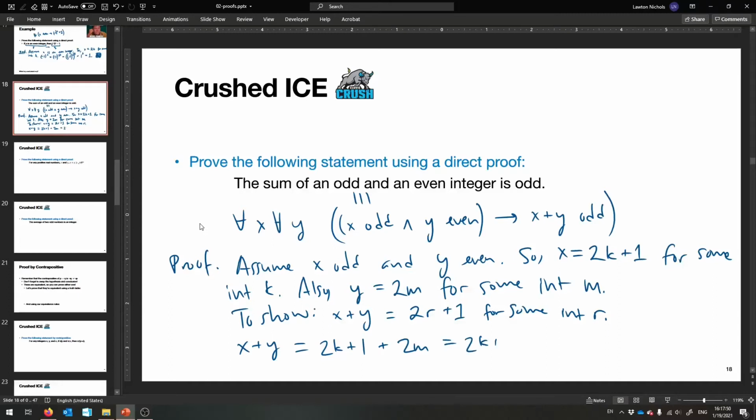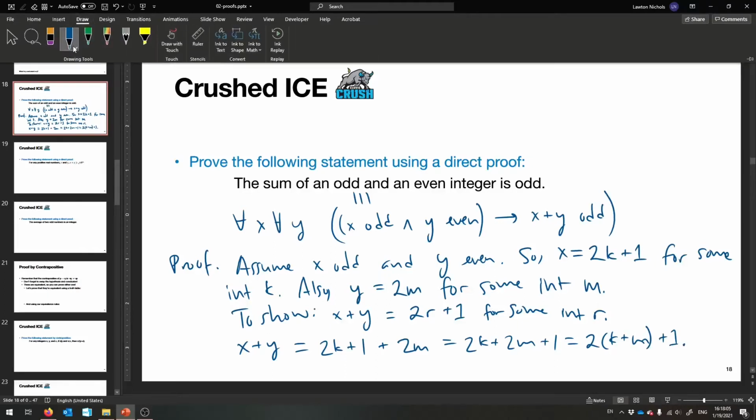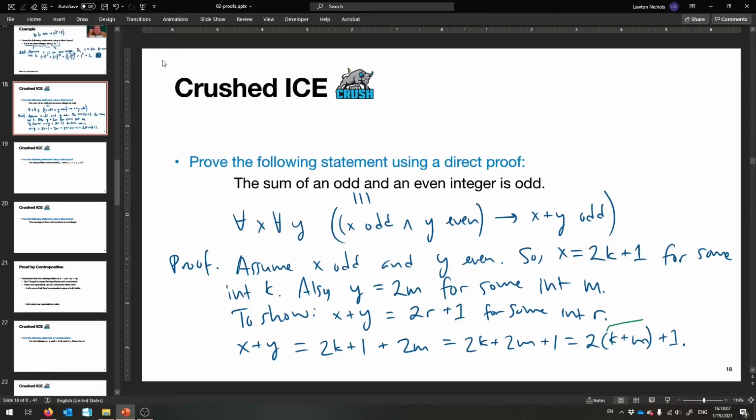Equals 2 to the k plus 2 to the m plus 1 by math. And now we can take a 2 out. You see that? That's the secret. That equals 2 to the k plus m plus 1. And so if we use this number right here as our r, we've suddenly proven oddness.